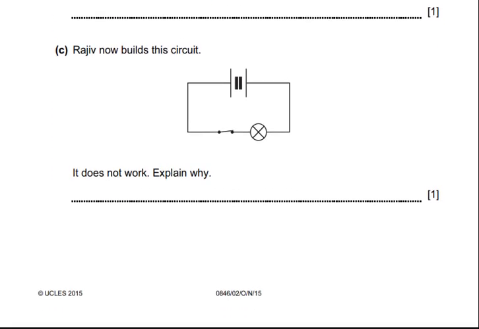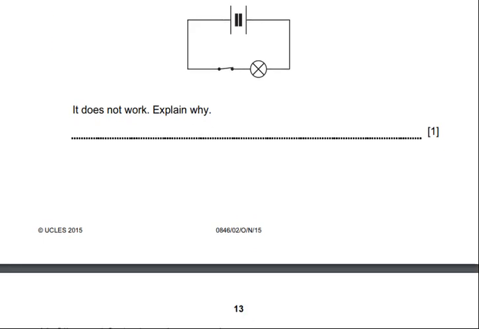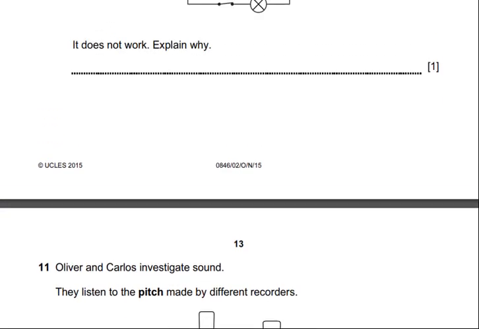C. Rajiv now builds another circuit. It does not work. Explain why. Again, there's another circuit built by this person, but it still does not work. Explain why it doesn't work. Of course, if you look at the batteries, you see that the batteries are put in wrong, or the batteries are connected to negative. So if you write down any one of these two, it will be correct.